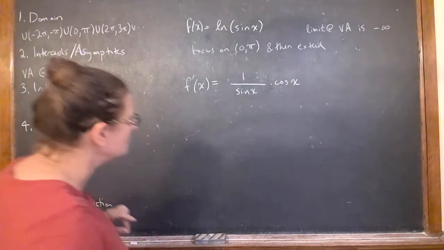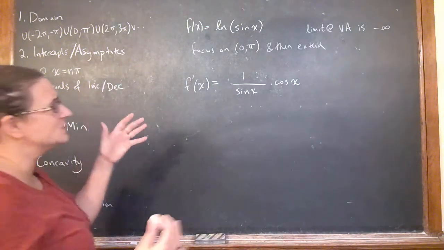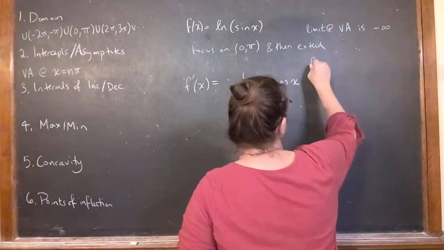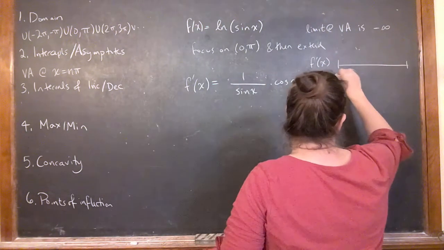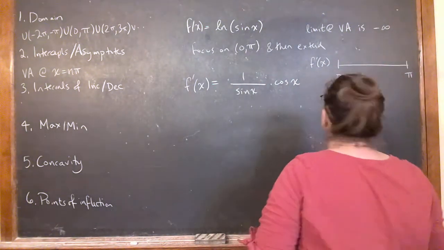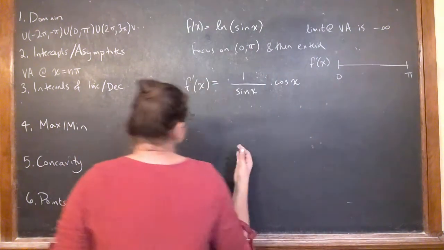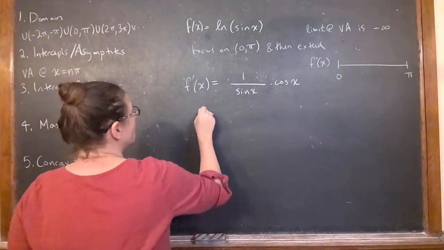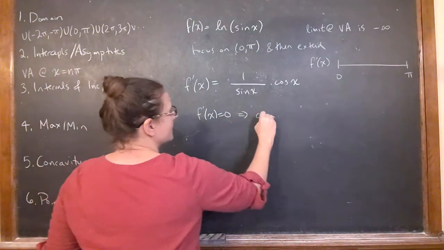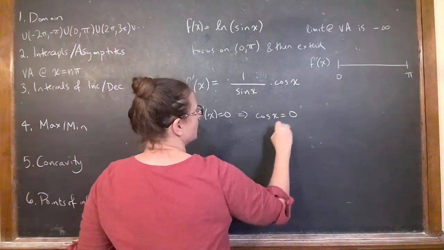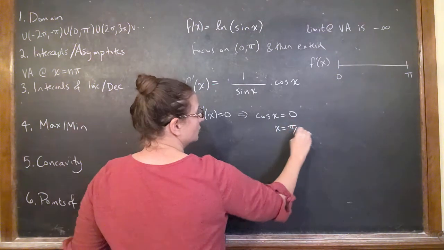Okay, so I know that the ends of my interval are 0 and pi. And then where is this going to be 0? F prime of x is 0 where cosine of x is 0, or x equals pi over 2.